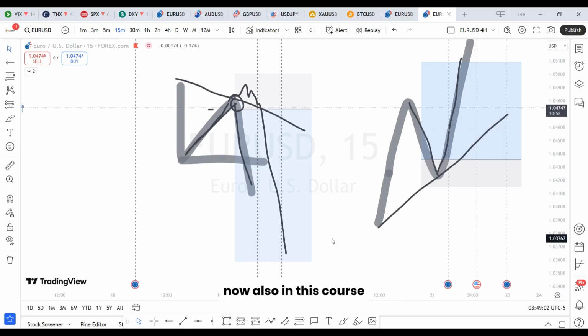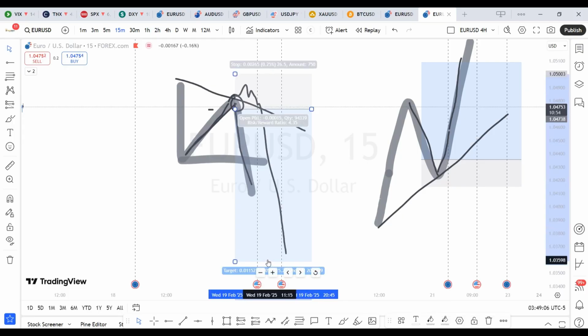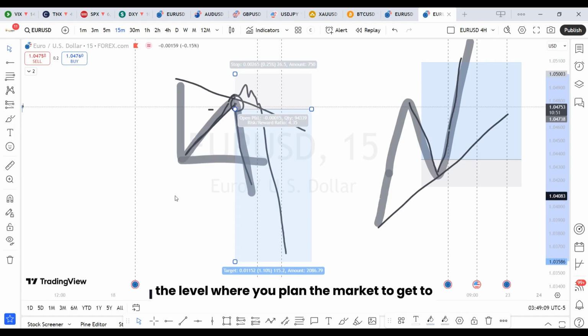Now also in this course, I just remember that I taught you about take profit. Take profit is the level where you plan the market to get to and you take profit, and stop loss is the level where you want the market to get to before you get out of the trade. But I'm going to teach you in the next course comprehensively what take profit and stop loss is.